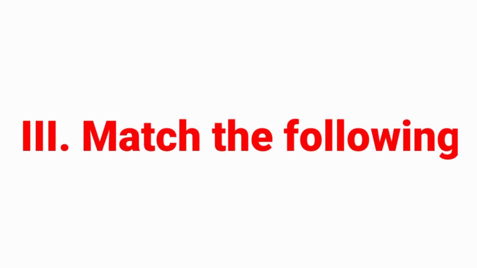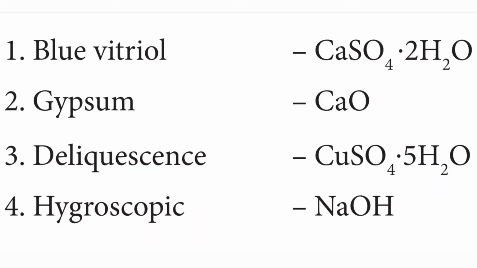Match the following. Column A and column B are given. In column A, questions are given and in column B, answers are shuffled. We have to match correctly. In column A, blue vitriol, gypsum, deliquescence, hygroscopic are given. Let us see the answer.